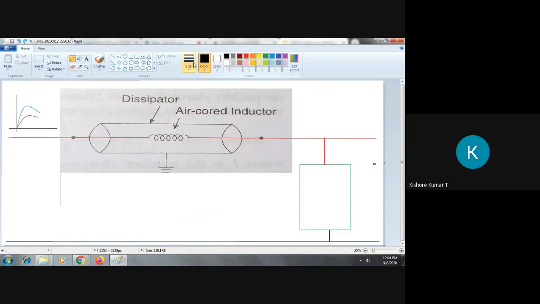Without core, without iron core, this inductor, this same inductor that we consider here in this surge absorber, will be visualized like this. And the secondary will be like this. A single turn secondary. Let us imagine.